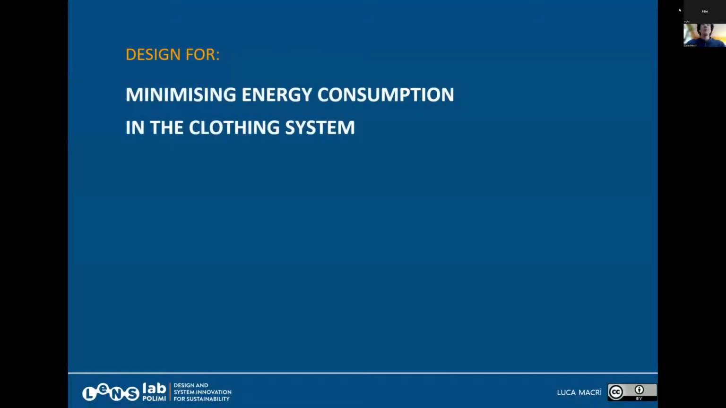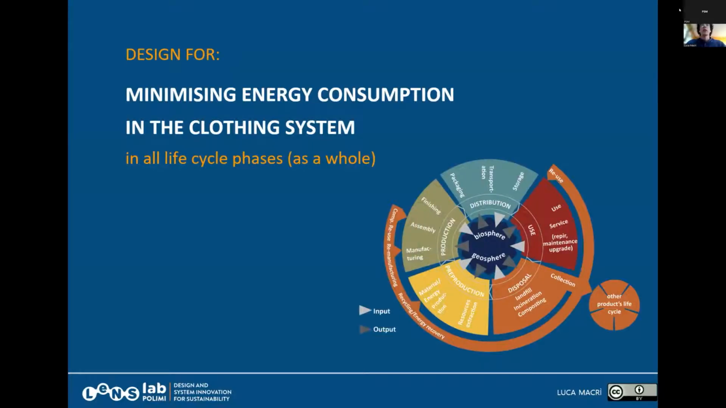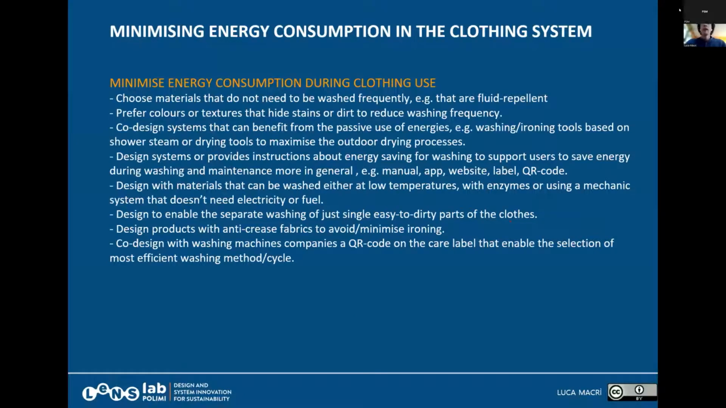About the minimizing of energy consumption, again, we already spoke about that. We know what it means, especially important for the clothing care part during the use phase. And again, we have some guidelines in orange and some sub-guidelines in white. We're not reading that, but the general guidelines obviously minimizing the energy during the clothing use.